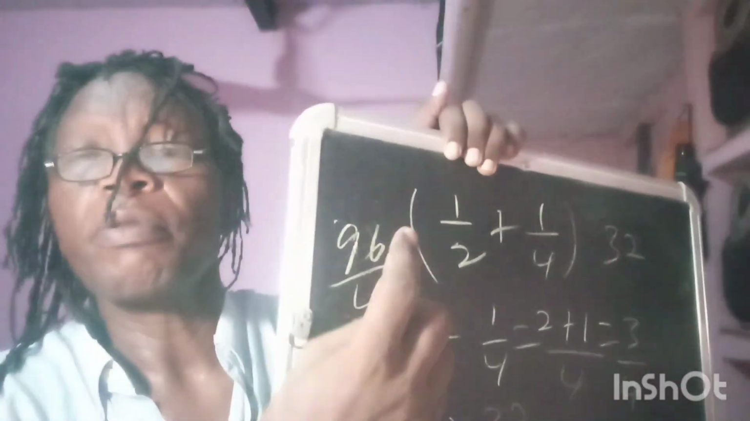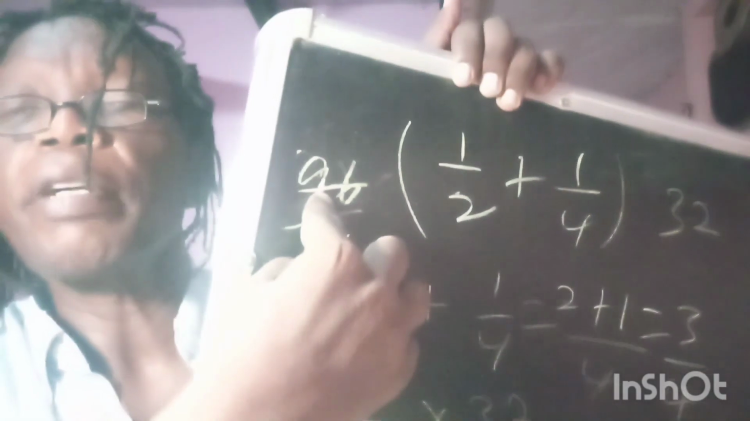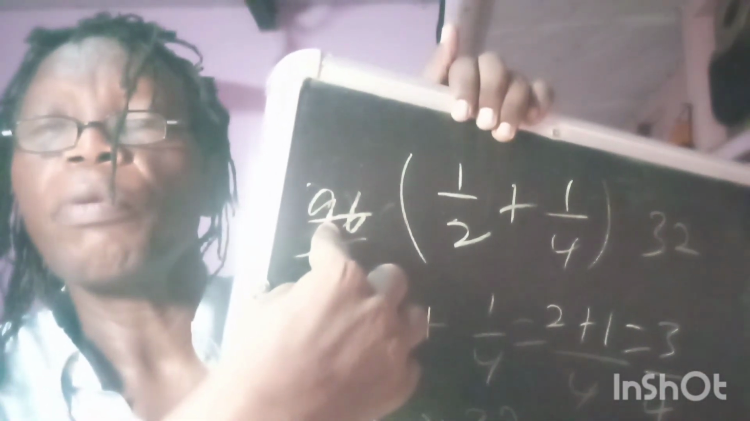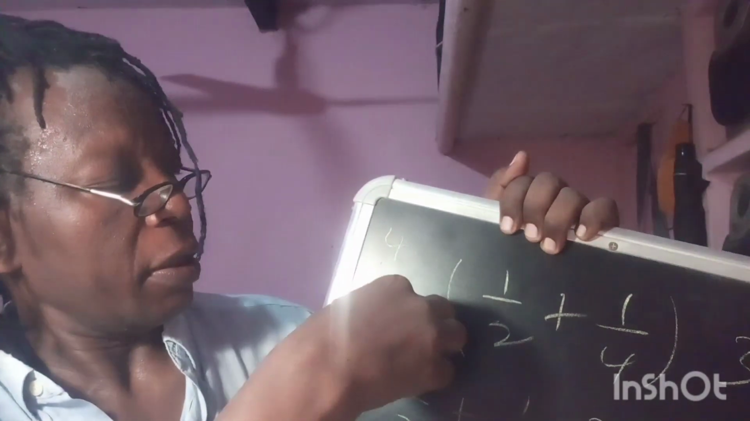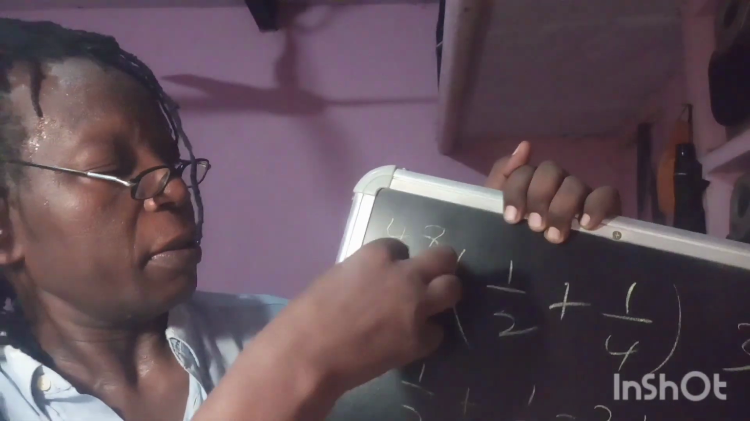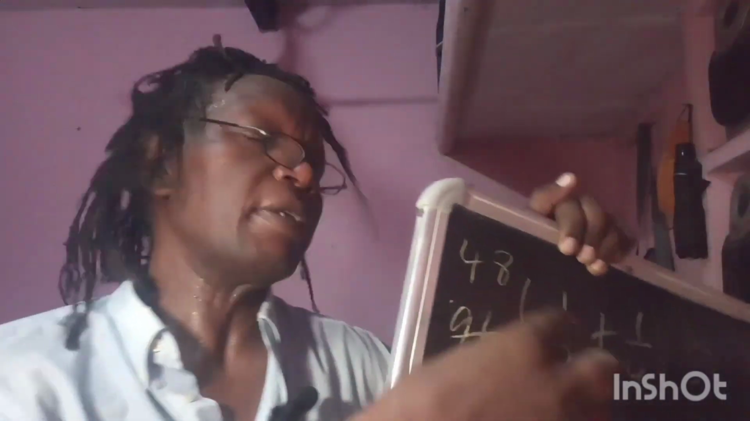96 divided by 4 will be what? So you can just cancel, try to factor it. 96 divided by 2 will be 48, and 4 divided by 2 will be 2. So now we have 48 over 2.